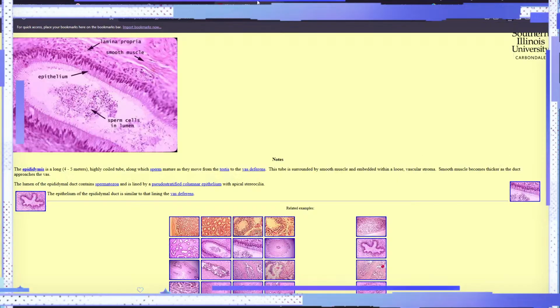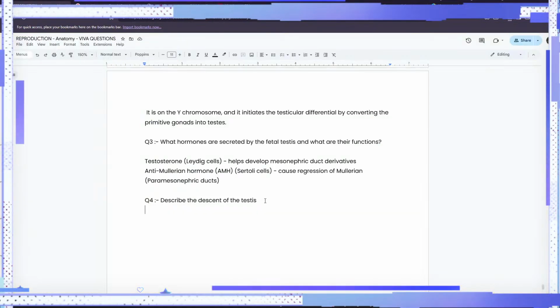Okay. Awesome. Love it. I'll describe the descent of the testis. So testis develop in the lumbar region. They descend via the inguinal canal guided by the gubernaculum, and reach the scrotum by the seventh to eighth month of gestation.